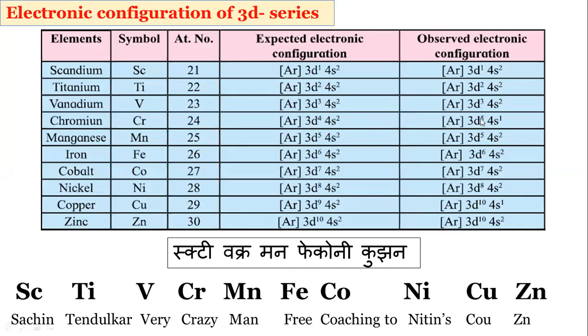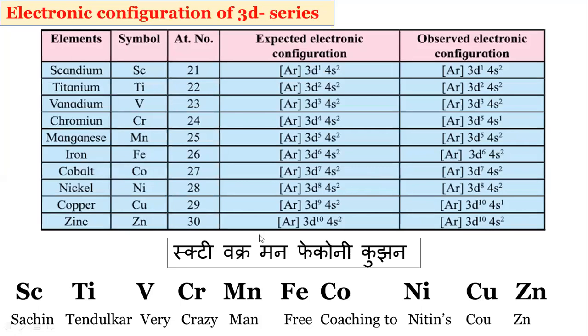So 3d becomes 3d5. 3d5 is half filled, because the capacity of the d orbital is 10 electrons and 5 electrons are half filled. So chromium acquires extra stability. And when it is completely filled, it also acquires extra stability. So for getting extra stability, one electron from 4s is shifted, and 4s has only one electron in chromium and in copper. This is the exceptional behavior of chromium and copper. Remember, this can also be asked in the examination for 2 marks.